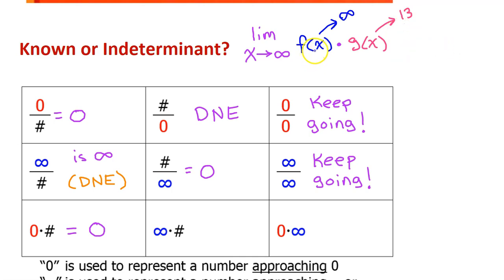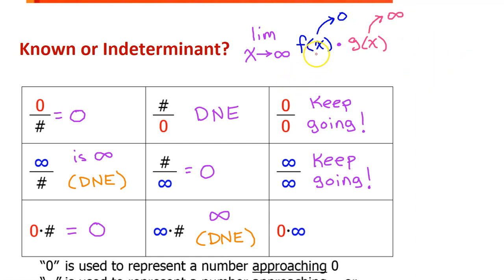But what if one function is approaching infinity while the other function is approaching a constant? If you are multiplying two functions and the value of one function basically remains constant, while the other function gets bigger and bigger and bigger, the overall value of the expression gets bigger and bigger. So the limit is approaching infinity, or you can say the limit does not exist.